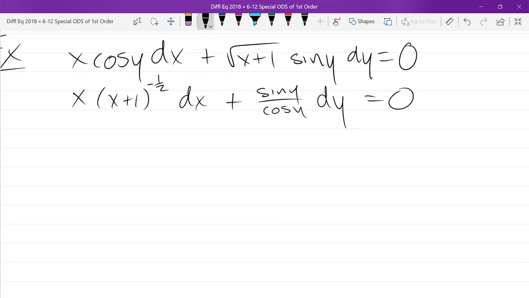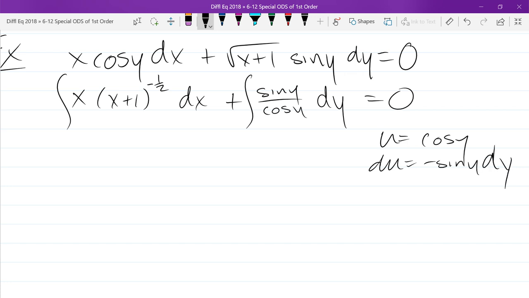All right, this is tangent right here. Antiderivative is ln of secant plus tangent. Is that right? Oh man, guess I better integrate this thing. So u is cos y, du is negative sine y dy. So we got minus integral 1 over u du for that guy.